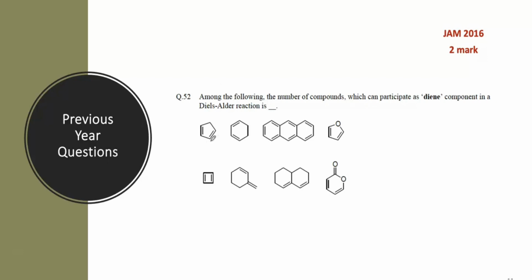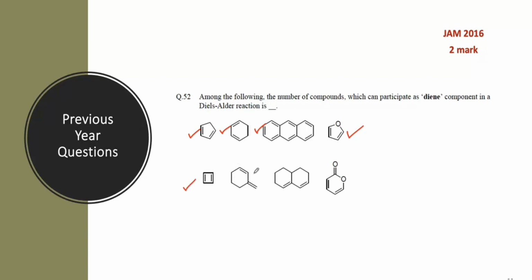So this is s-cis conformation, it can undergo Diels Alder reaction. This is also in s-cis conformation, it can undergo Diels Alder reaction. This is also in s-cis conformation, it can undergo Diels Alder reaction. This can also undergo Diels Alder reaction as it is in s-cis conformation. This can also undergo Diels Alder reaction as it is in s-cis conformation.